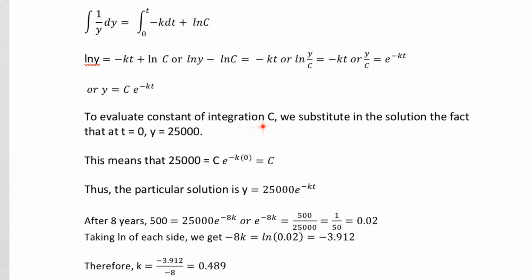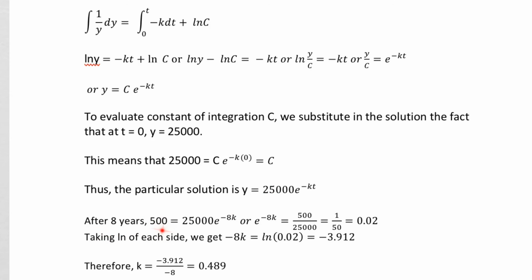To evaluate constant of integration c, we substitute in the solution the fact that at t is equal to 0, y is equal to 25,000. This means that 25,000 is equal to c into e raised to the power minus k into 0. T is 0 now. This is equal to c because this quantity becomes 1. So we see that the particular solution is y is equal to 25,000, which is c, into e raised to the power minus kt. This is the equation with now c evaluated as 25,000.